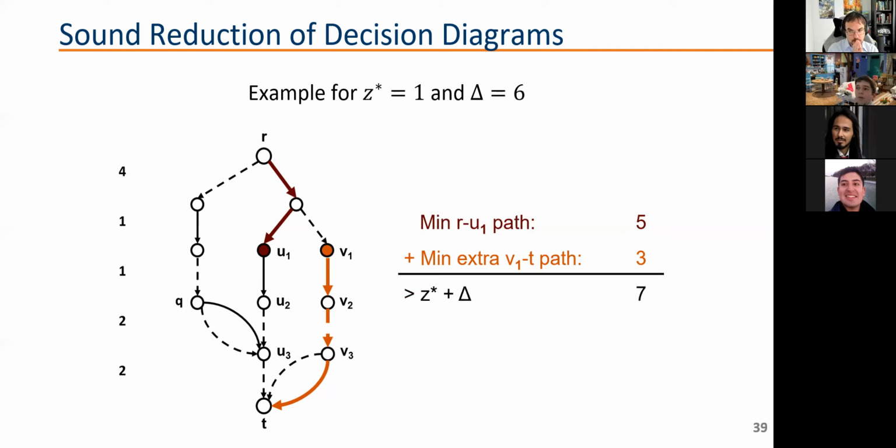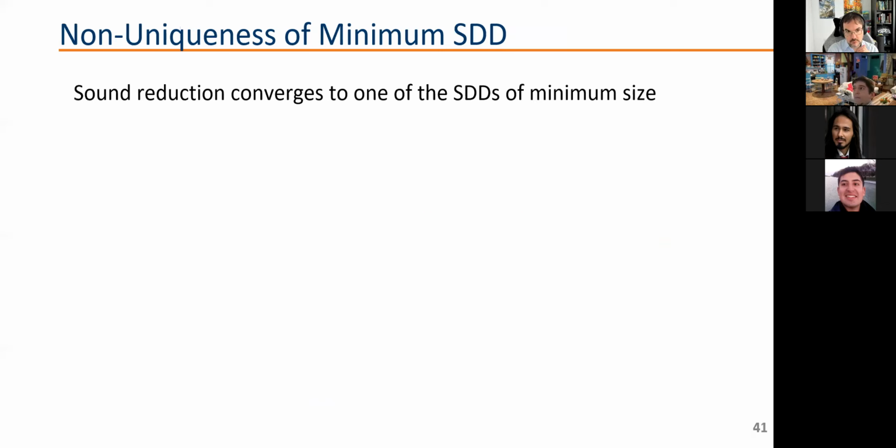So if we were to put these two nodes together in such a way that from U1 you could take this orange path, we would have a cost of 8, which would exceed the near optimal threshold, and it wouldn't matter for us. So if we do this operation, we get rid of 2 nodes and 2 arcs of the decision diagram, which seems very convenient in this case.